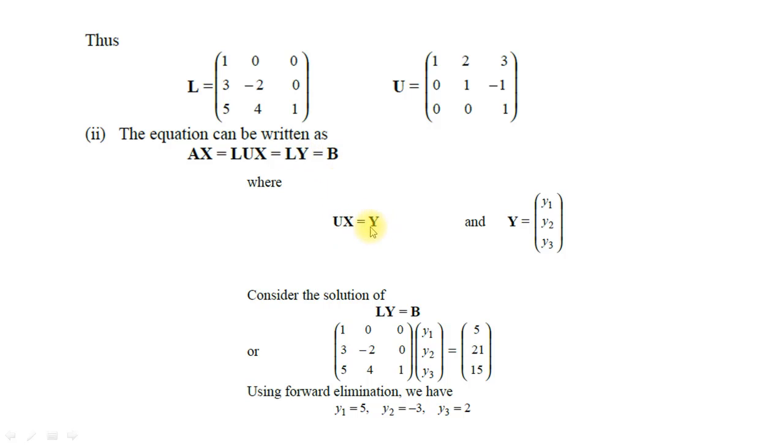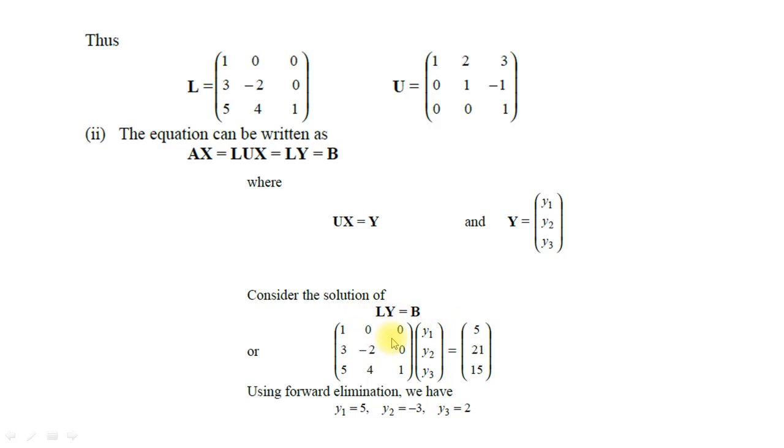Now to find the column matrix Y using UX is equal to Y, where Y is Y1, Y2, Y3. This is the column matrix. In these expressions there are two unknowns: X is unknown, Y is also unknown. So first of all, find the Y matrix. For the Y matrix, use this expression LY is equal to B.